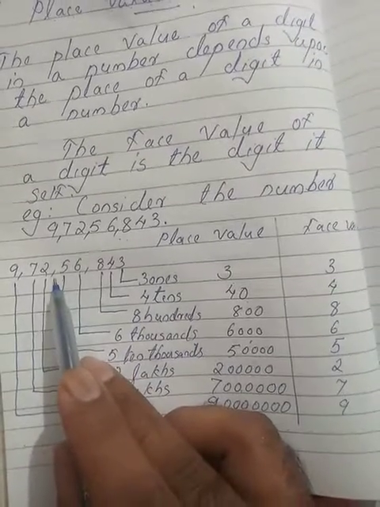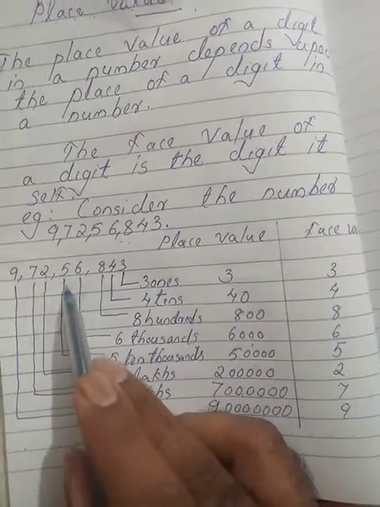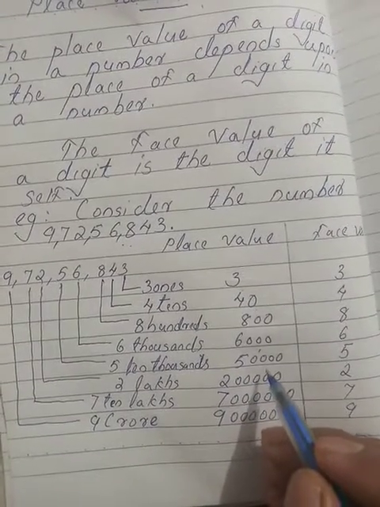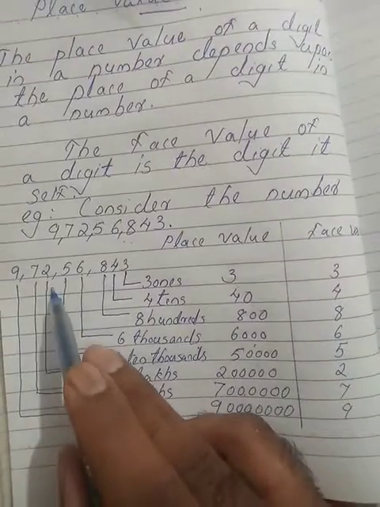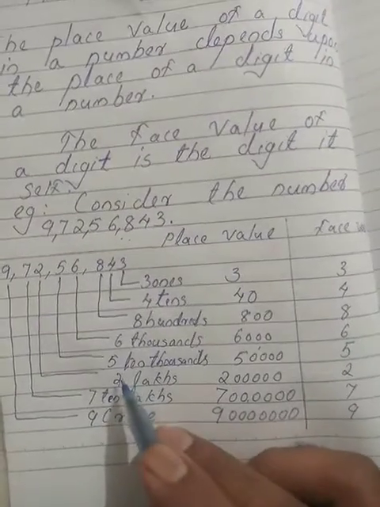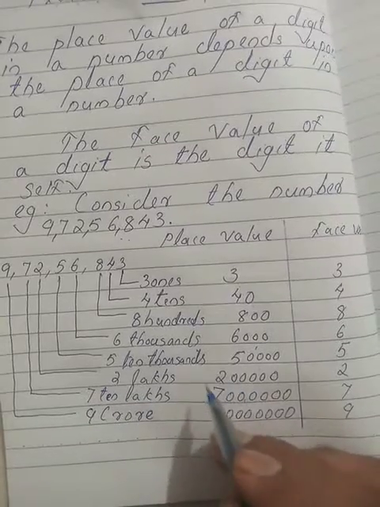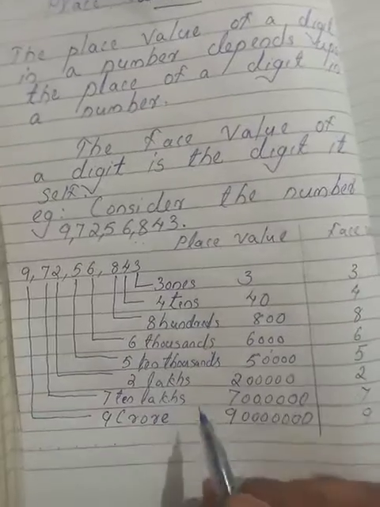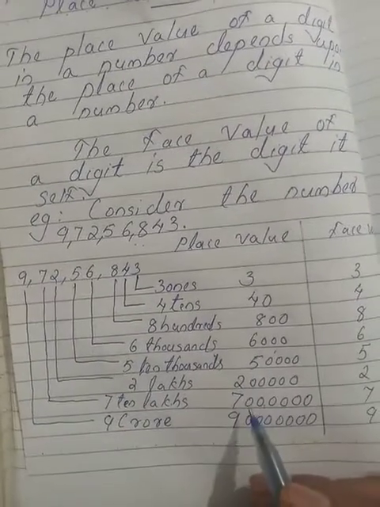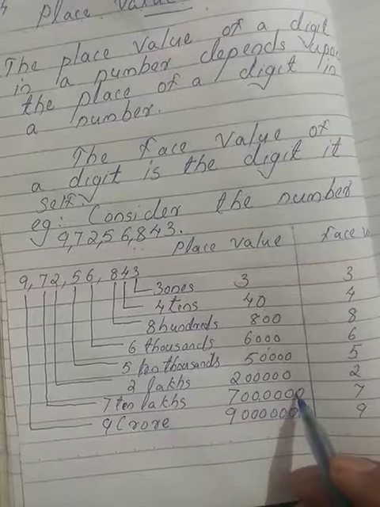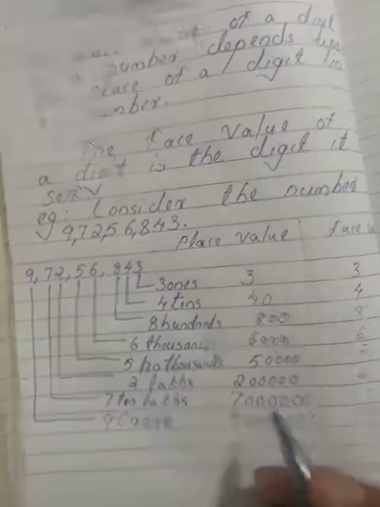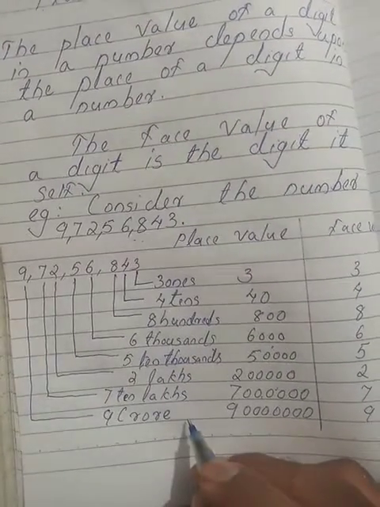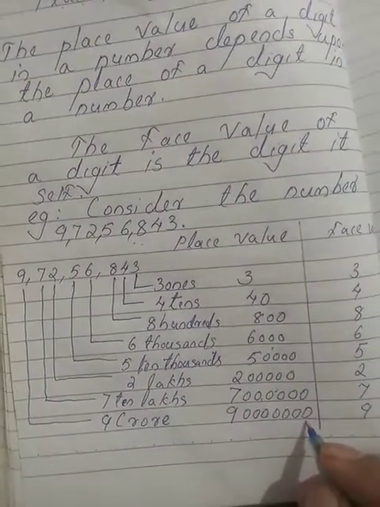The next digit is 5. It is on ten thousands place, so 5 ten thousands means 50,000. The next digit is 2, on lakhs place, that means 2 lakhs. Now 7 is on ten lakhs place, so 7 ten lakhs means, sorry, 70 lakhs. Then 9 is on crores place, so 9 crore. We can write it like this.